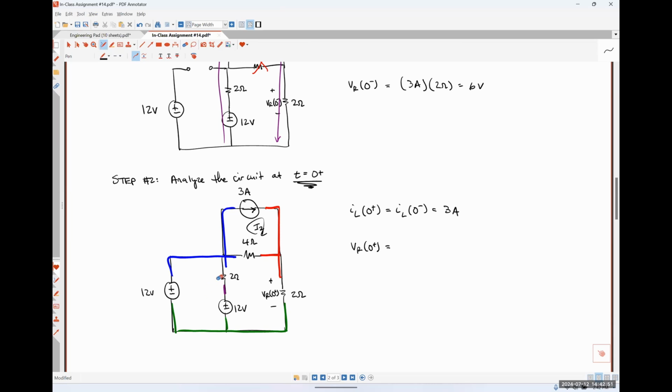But if we did nodal analysis and we chose the bottommost node to be ground, what's the nodal voltage at the blue node?